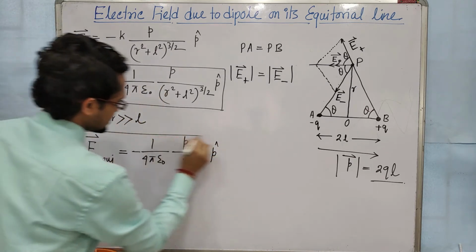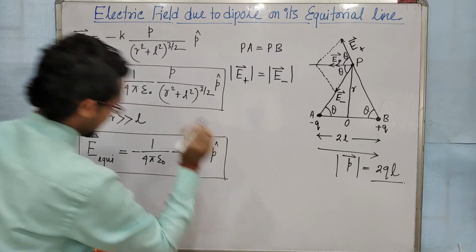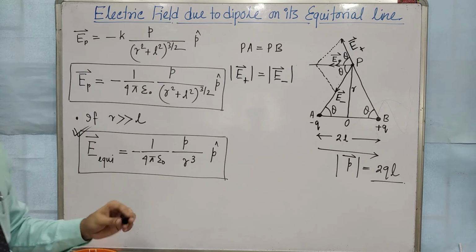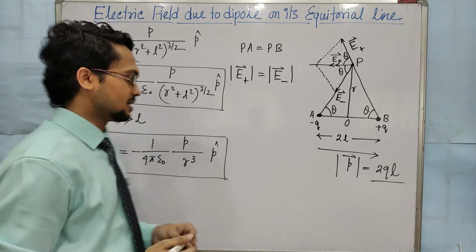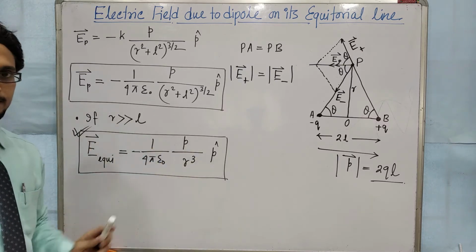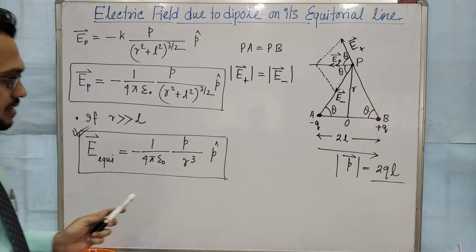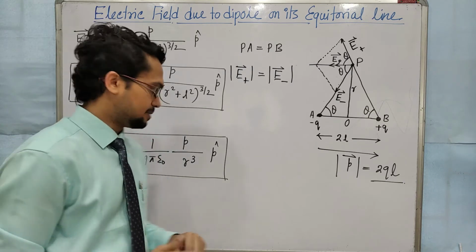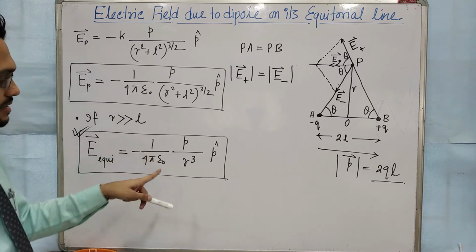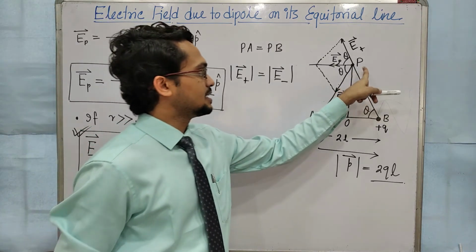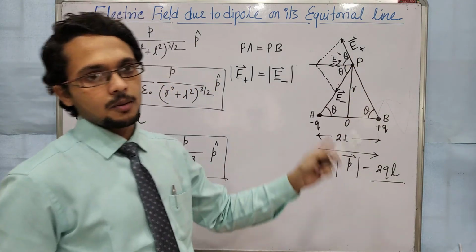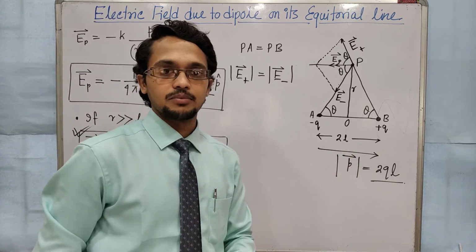This thing you have to remember, and also the derivation. You have to practice this derivation, it is very important, and this is the formula. If you keep this formula in mind, it will also help you. Here, look, it is minus, that means the electric field intensity at any point on the equatorial line of the dipole will act in the opposite direction of the dipole moment.